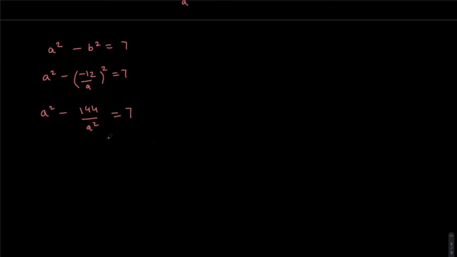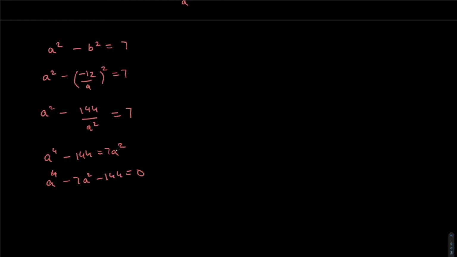Let's try to make it a quadratic equation or something like that. So I'm going to have to multiply by a squared on both sides. If I multiply by a squared on both sides, what am I going to have? I'm going to have a to the power 4 minus 144 is equal to 7a squared. Then I'm going to have a to the power 4 minus 7a squared minus 144 is equal to 0. Now, this kind of looks like a quadratic equation, except the only difference here is that we have powers of 4 and 2.